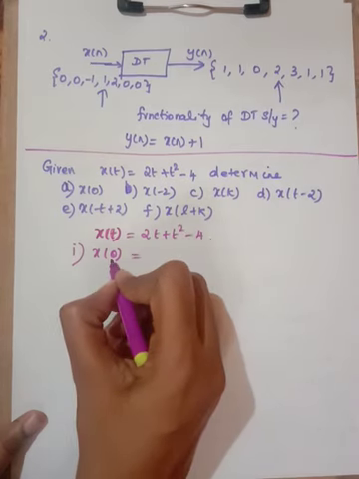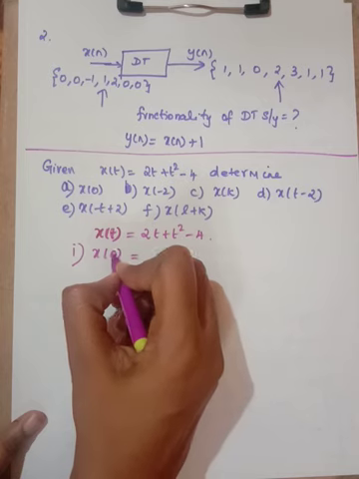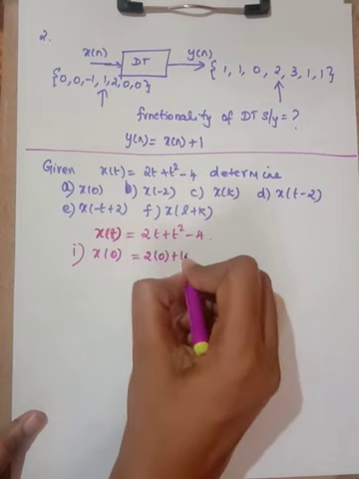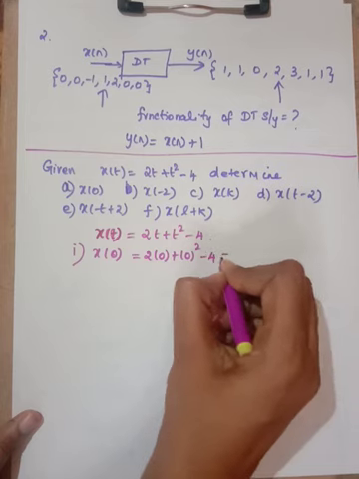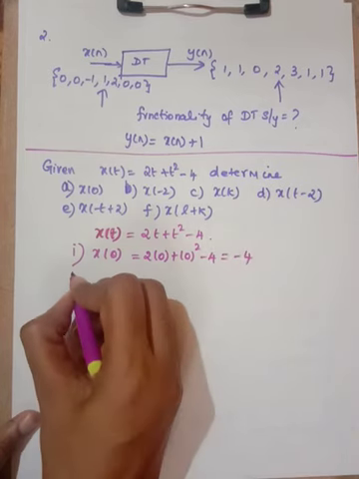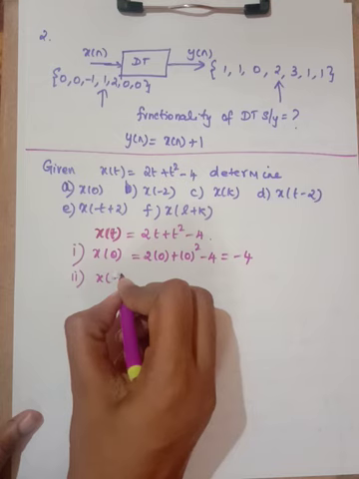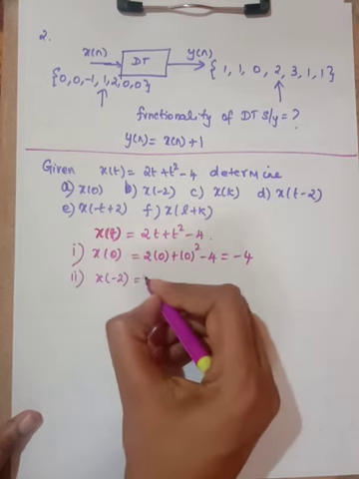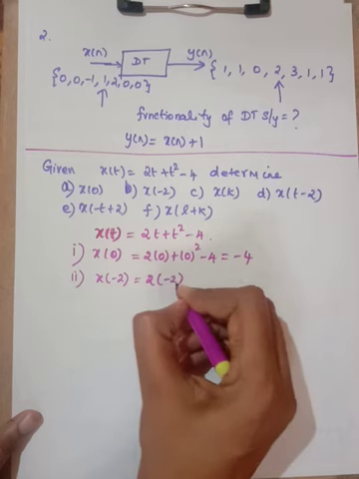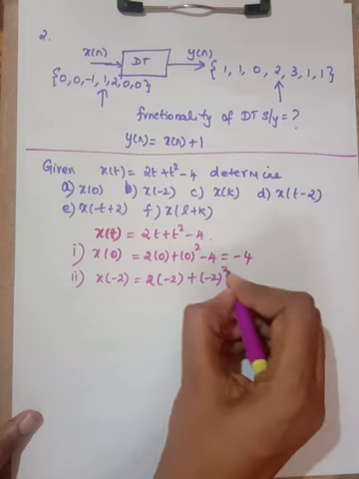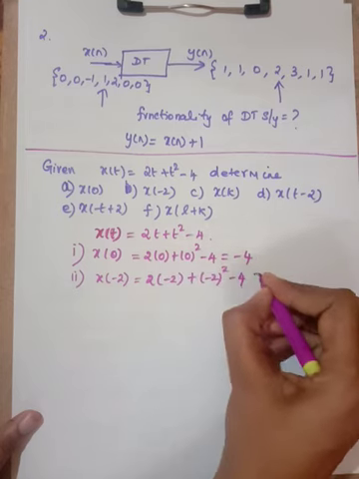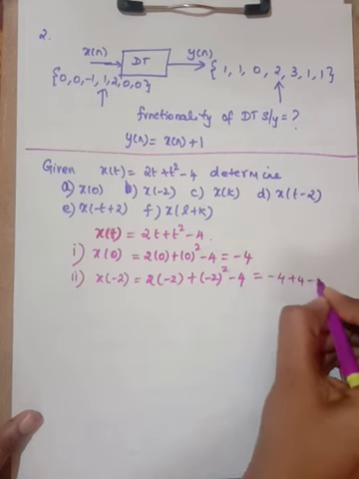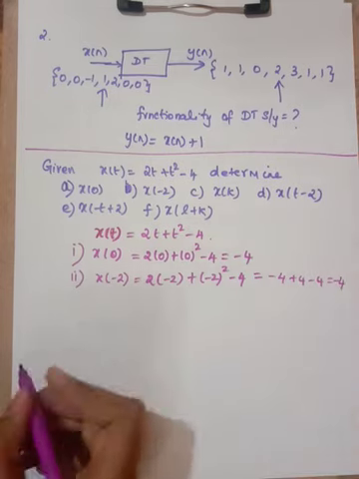If we want to find x of 0, instead of t, what you are having here is 0. So wherever you have t, substitute 0. So you will get the answer as minus 4. Similarly, see the second problem, x of minus 2. Here in the place of t you have minus 2, so 2 into minus 2 plus minus 2 the whole square minus 4. So what you will get here is minus 4 plus 4 minus 4, which is equal to minus 4.